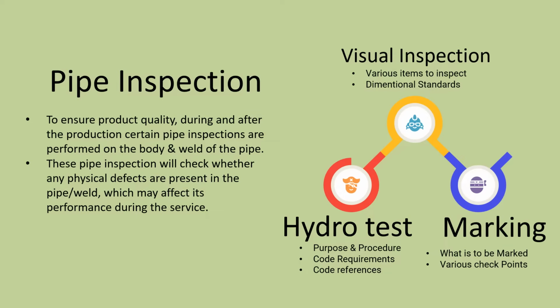Then the second section here will be the hydro test. We'll look into the purpose and procedure, what are the various code requirements and code references. Again, at some point of time we have to mark a few things, so that means we have to inspect the marking also. So we need to know what are the various things which are generally marked and what are the various checkpoints. So in this section we are going to cover the visual inspection, hydro test and marking inspection. So let us start with the topic.